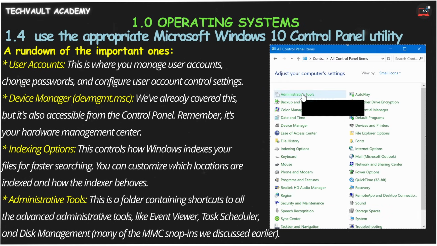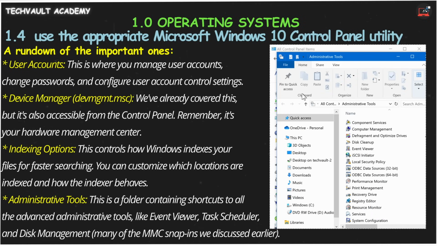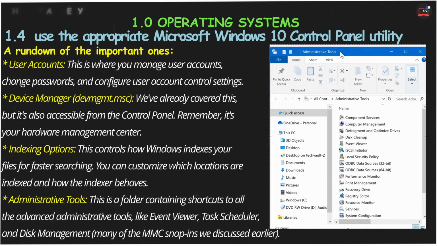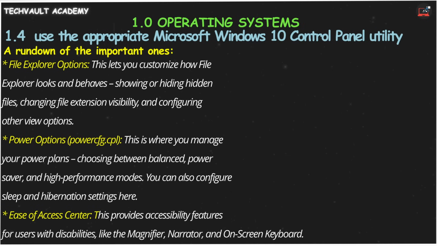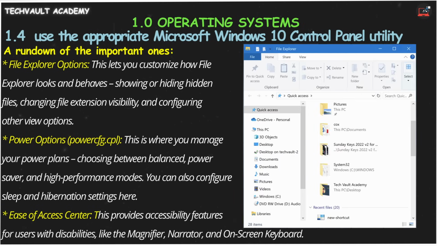Administrative Tools. This is a folder containing shortcuts to all the advanced administrative tools, like Event Viewer, Task Scheduler, and Disk Management, many of the MMC snap-ins we discussed earlier. File Explorer Options. This lets you customize how File Explorer looks and behaves, showing or hiding hidden files, changing file extension visibility, and configuring other view options.